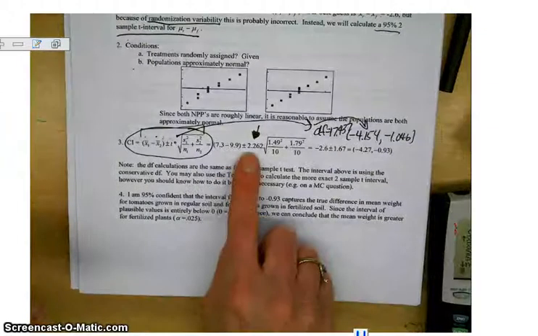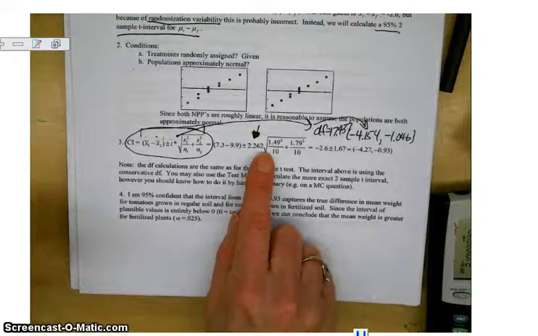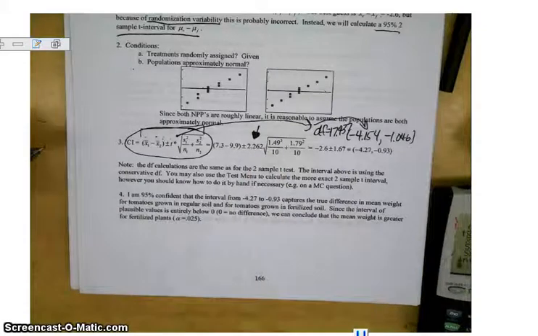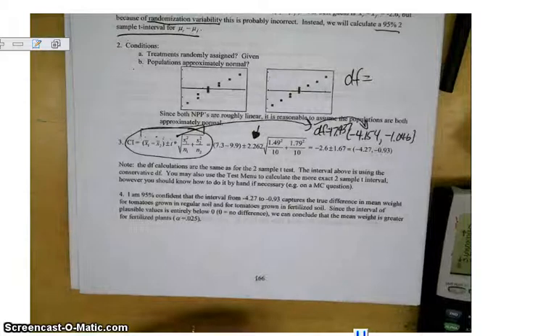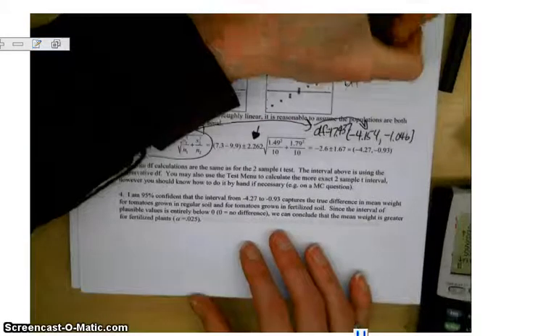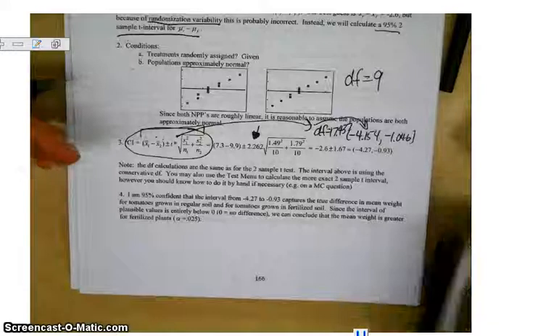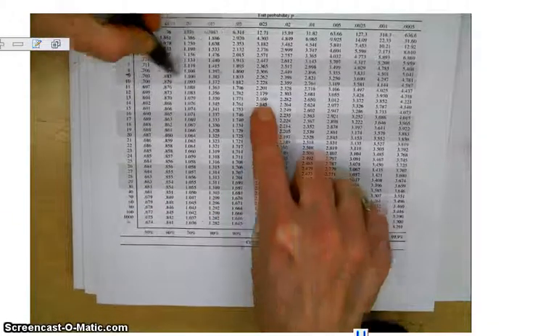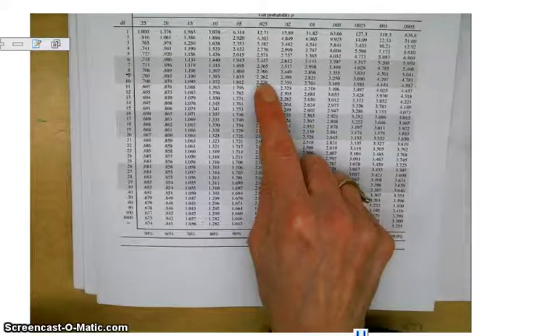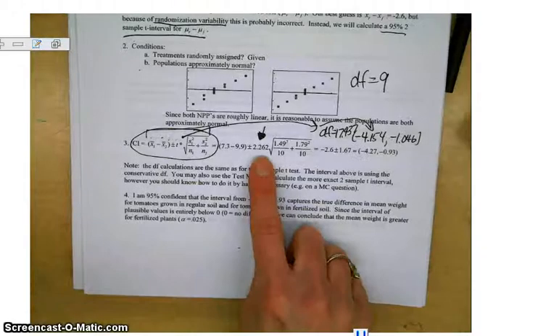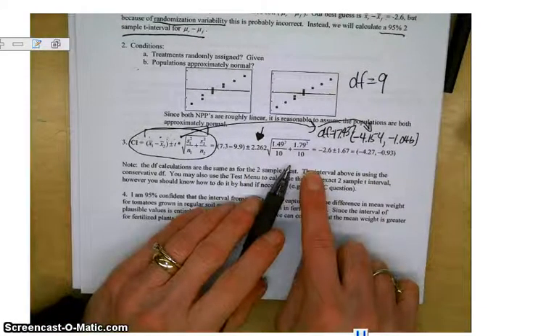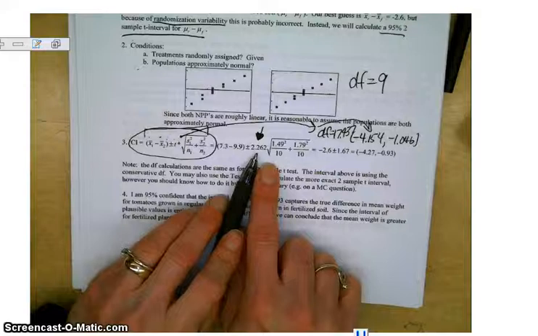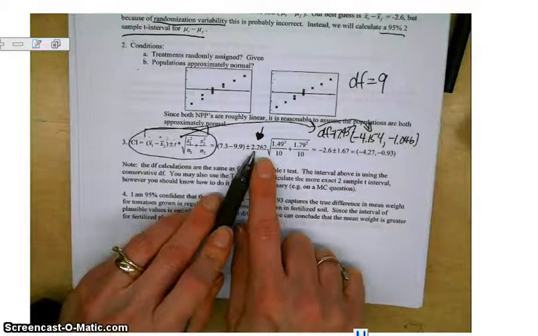Now, where did they come up with this 2.262? Well, they might have used inverse T, but you need to know the degrees of freedom. What would the degrees of freedom have been if we used the conservative 9? So the degrees of freedom would have been 9. So if you looked on your T table at 9 degrees of freedom for 95% confidence, that's where that 2.262 came from. So for this, if you just use the conservative value, that's fine. But then don't use your calculator to calculate it. If you use the conservative degrees of freedom and put that T here, then you need to finish it off by hand.